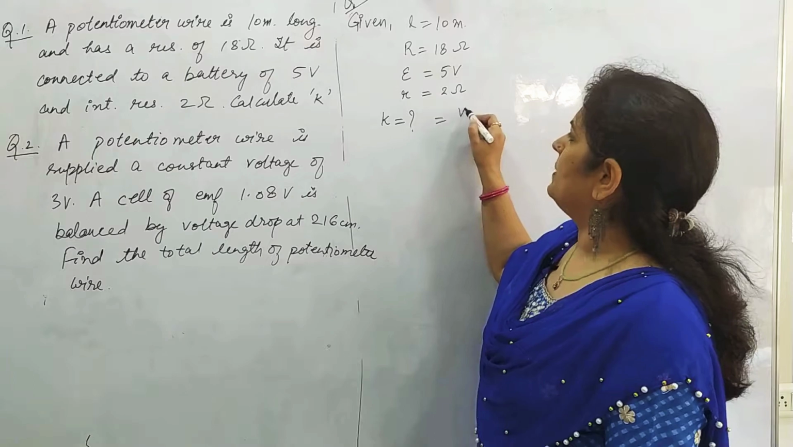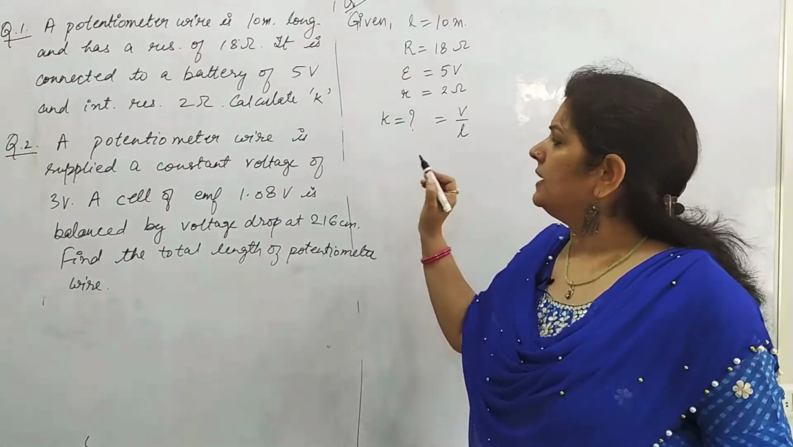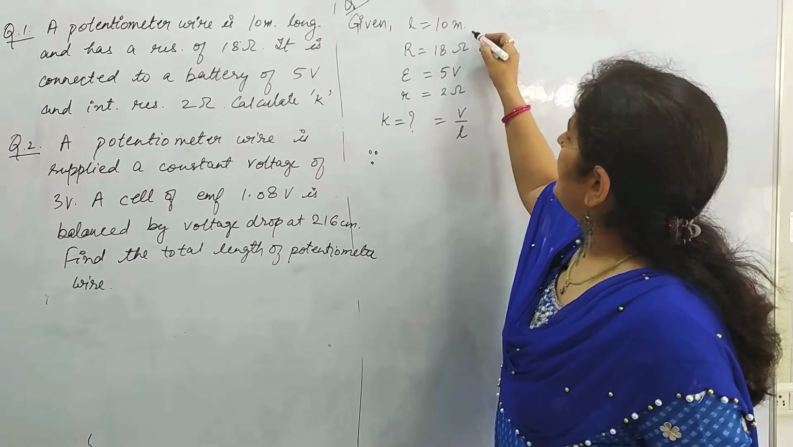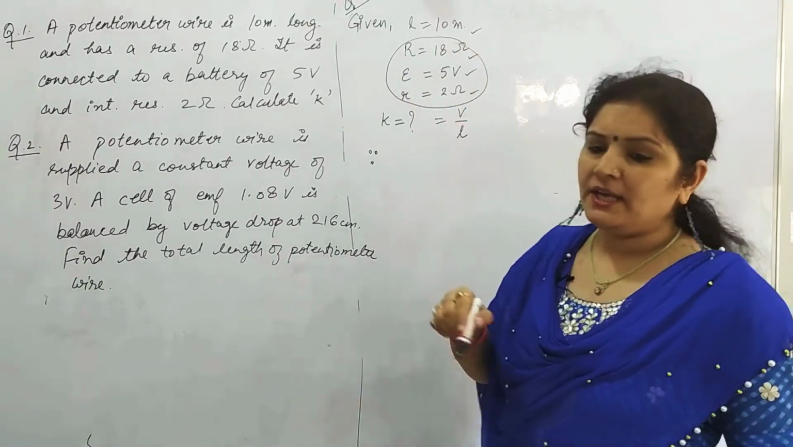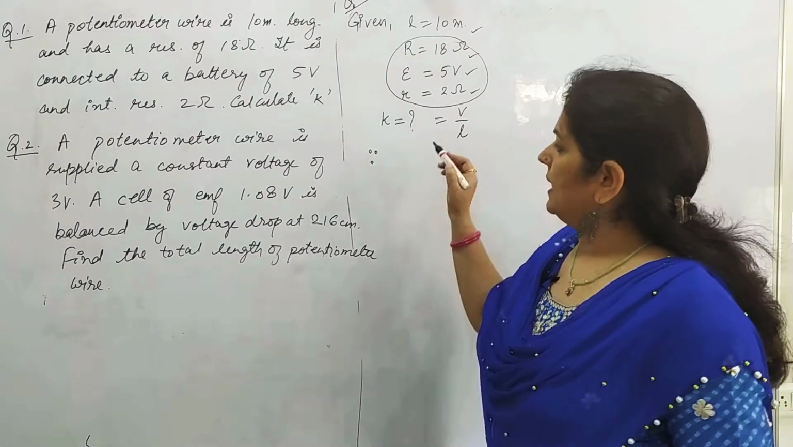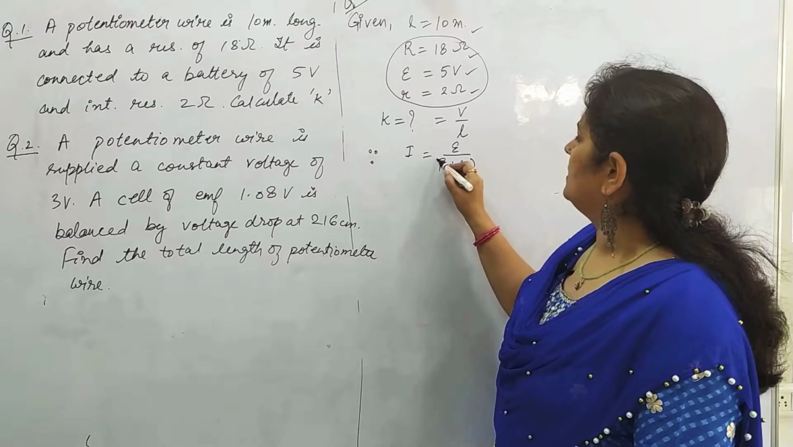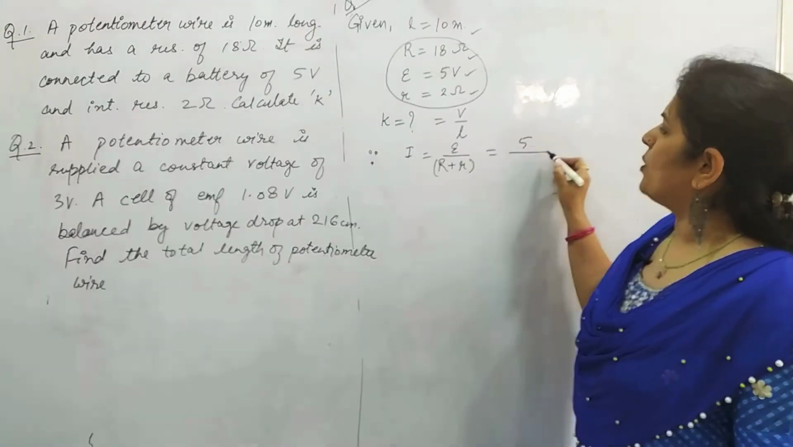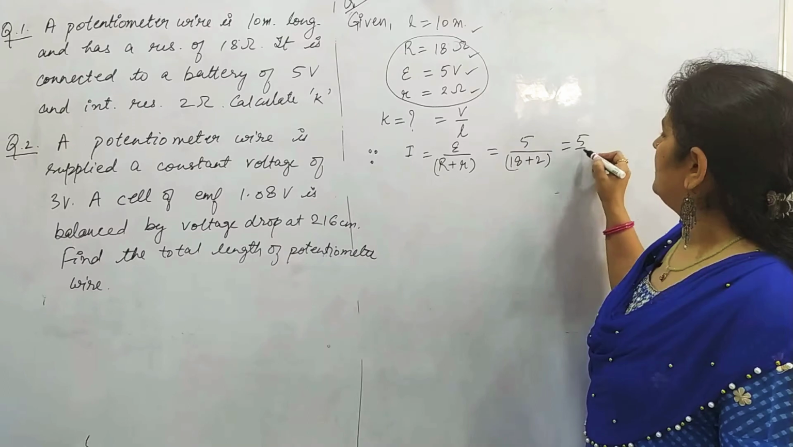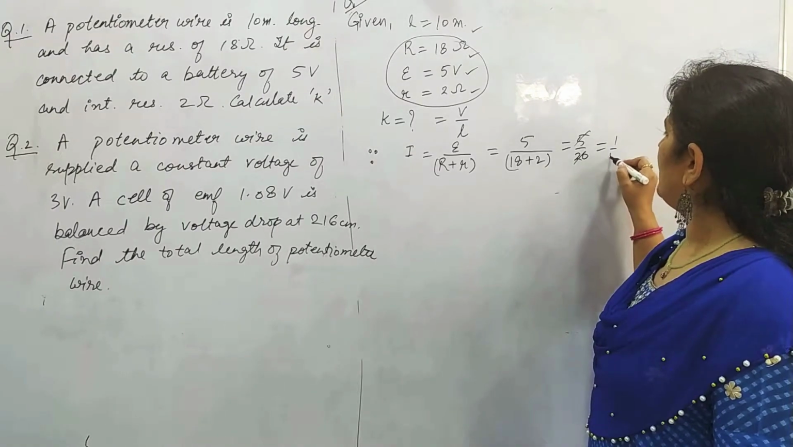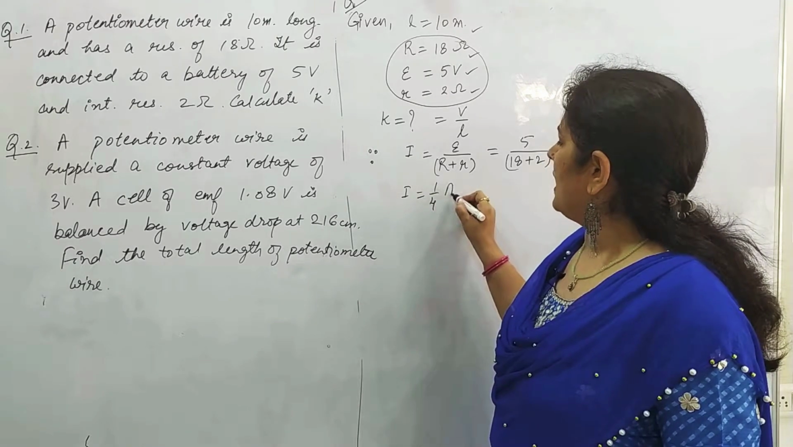What is K? K will be potential gradient, that is V by L. So we know that L is given, R is given, E is also given. Using these three, we can find the current passing through the circuit. Since I is equal to E upon R plus r, we can write this as 5 upon 18 plus 2, that is 5 by 20 or 1 by 4 ampere.